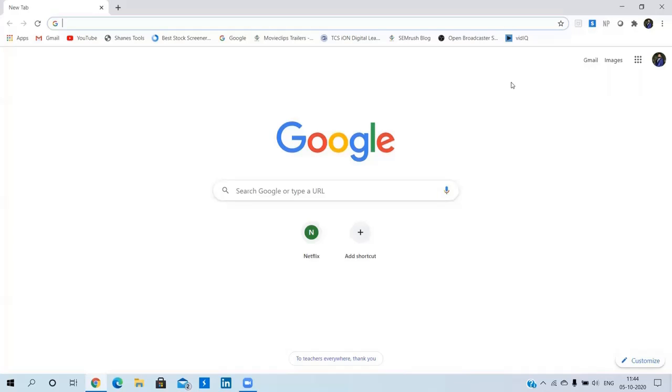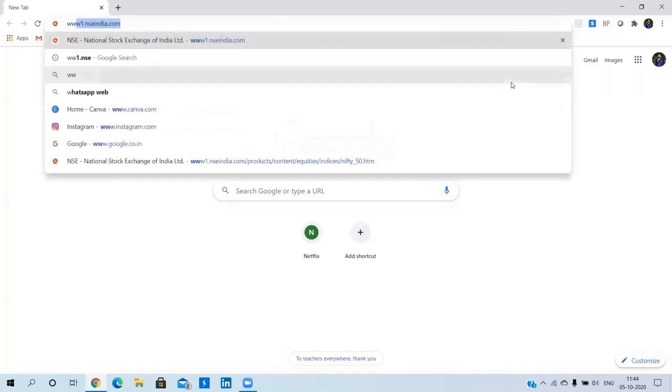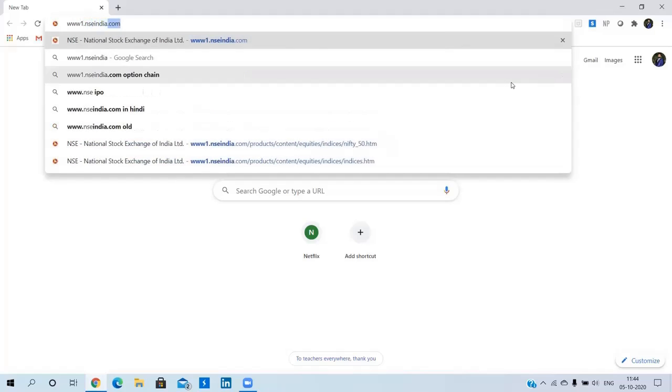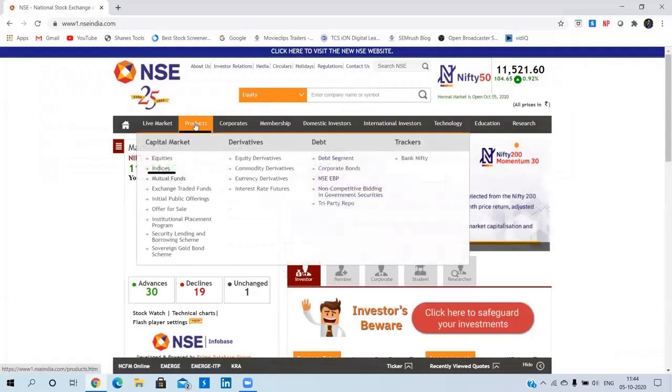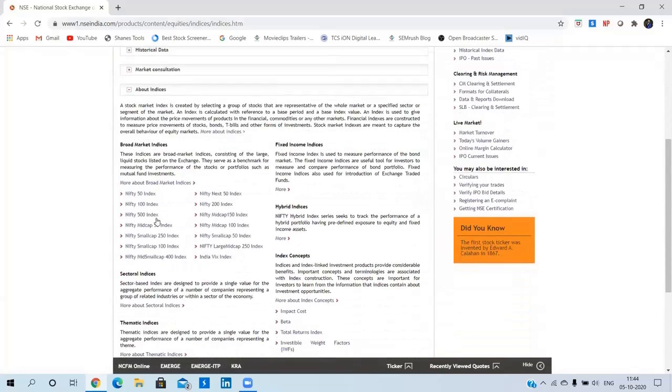So for that we need to go on this site, that is www.nseindia.com. Under products we will be going into indices, then about indices and Nifty 50 index. If you want to know the top 100 firms that are listed on NSE, then you have to go into Nifty 100 index. Similarly, Nifty 500, then Nifty Midcap, Smallcap, Nifty 200, right?